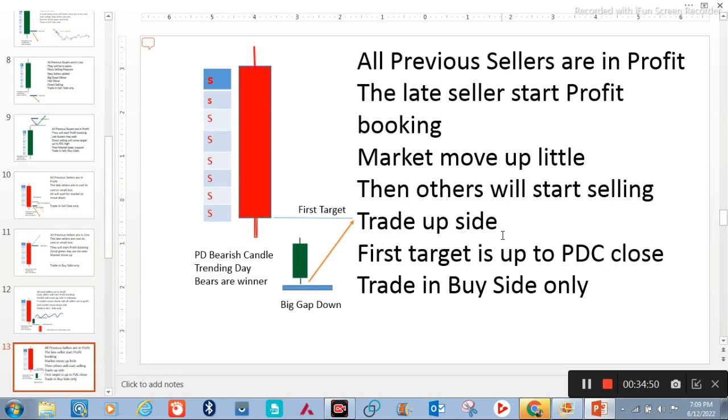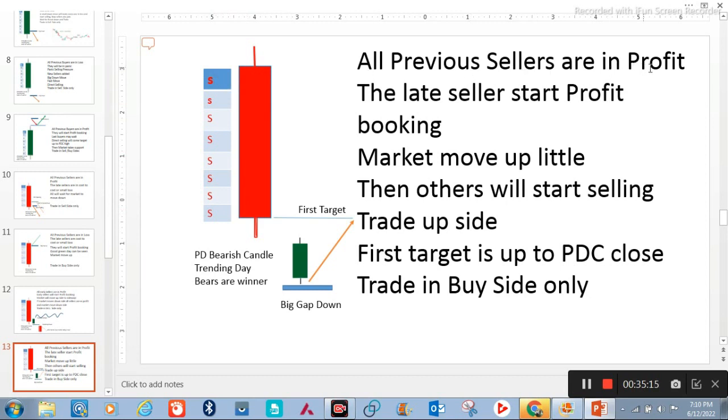Trade upside. First target is up to your previous day close. Now we have to keep our target up to here only. Previous day close, this one. First target is up to previous day close. Trade on the buy side only, because they will all start booking.